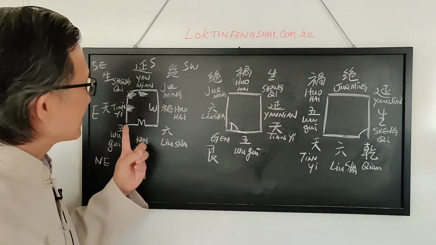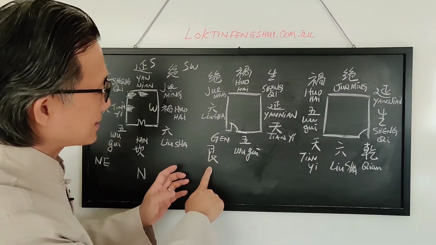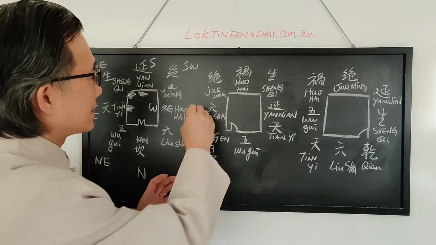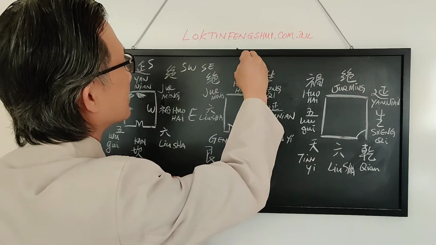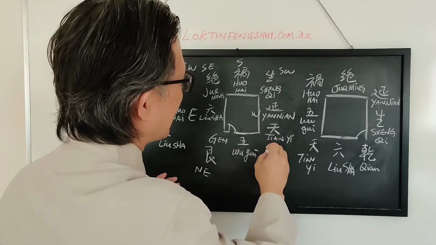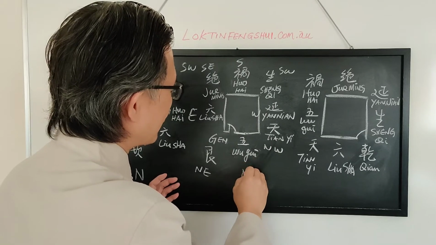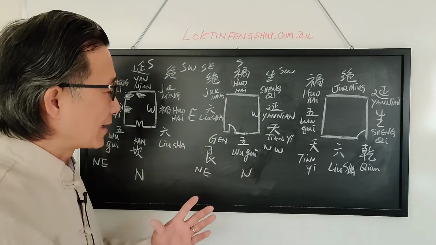So in this door here, it opens at the Gen sector, which is the northeast in the house. That's the east, that's the southeast, that's the south, that's the southwest, that's the west, northwest and north. So they're different. Once the door opens up, it's different.